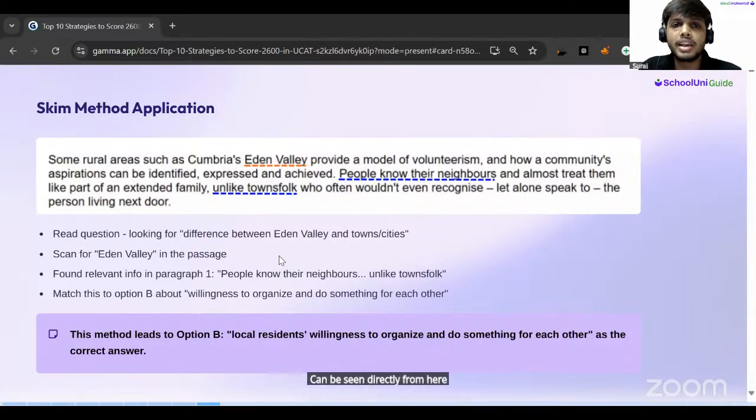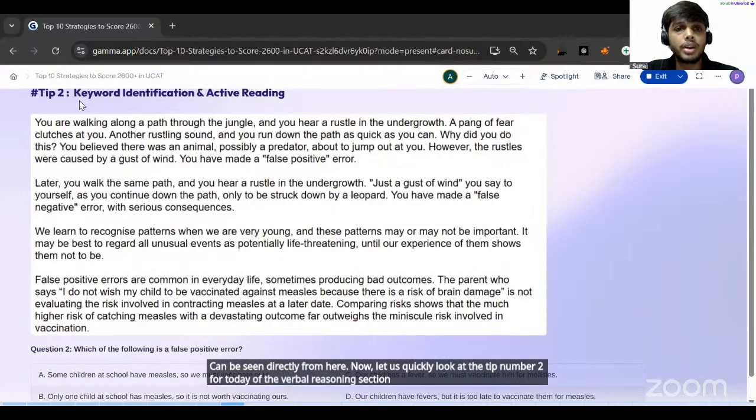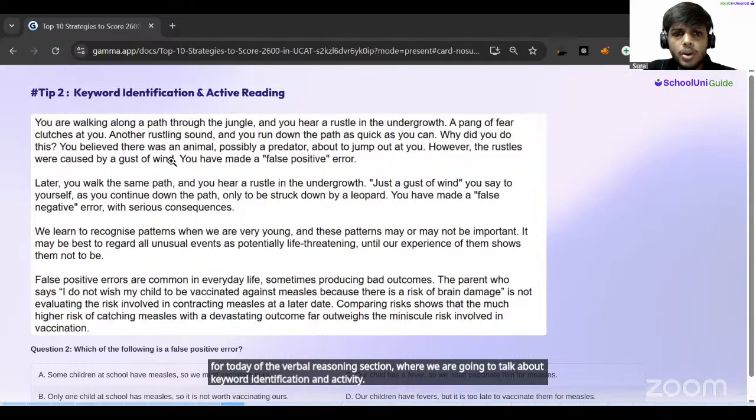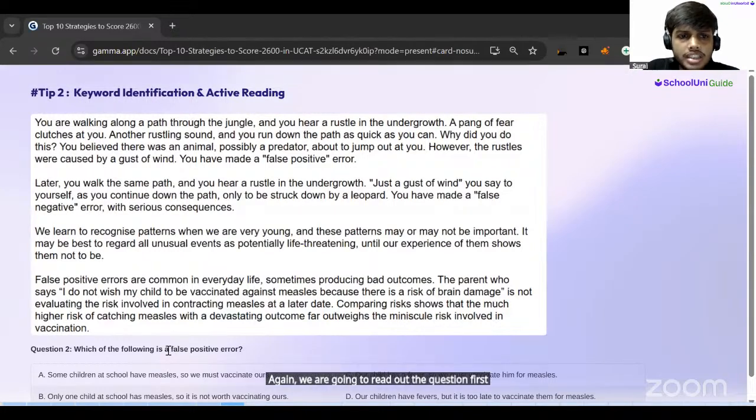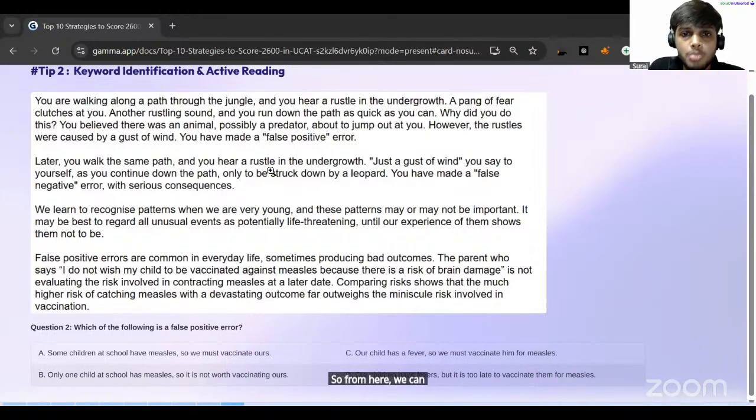Now let us quickly look at tip number 2 for today of the verbal reasoning section, where we are going to talk about keyword identification and active reading. Again, we are going to read out the question first. The question here says, which of the following is a false positive error. So we will have to analyze where exactly this false positive error is written in the entire passage. From here we can clearly see false positive error is present in the first passage.